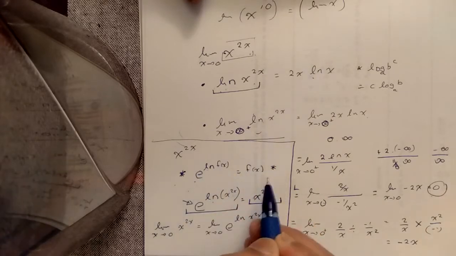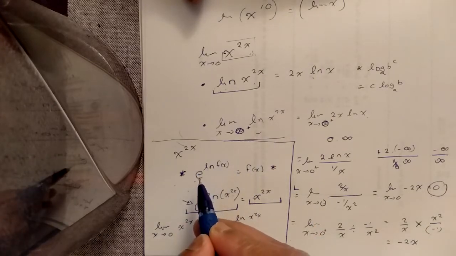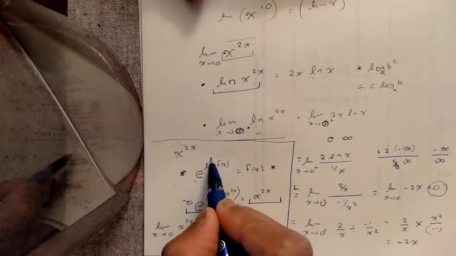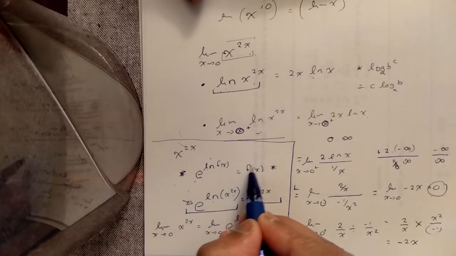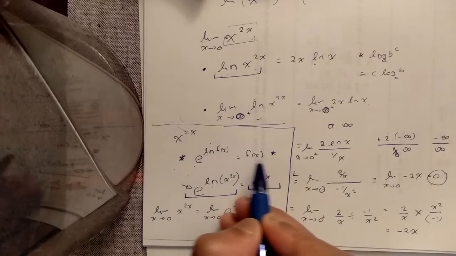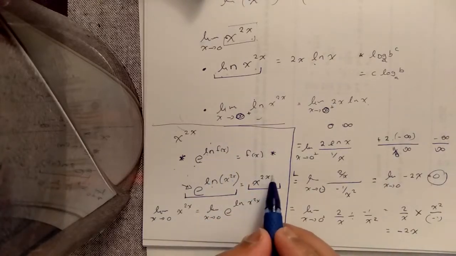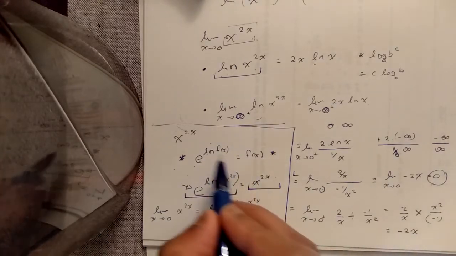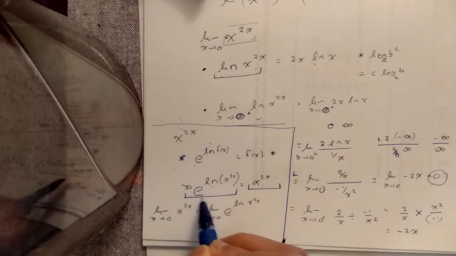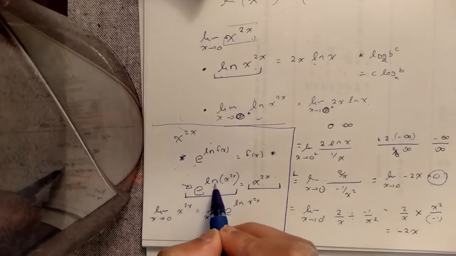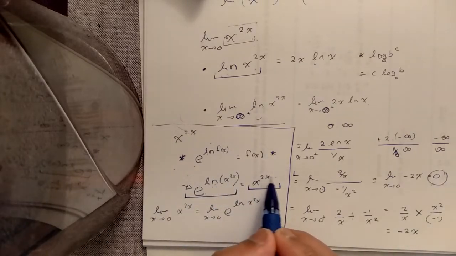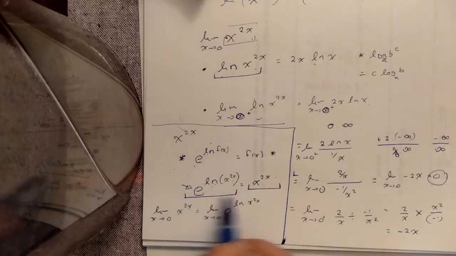This is a standard formula which says when you raise e to the power ln f(x), it gives you f(x) back. So following this standard rule, if we need to get x to the power 2x, which is the original problem, we can rewrite it as e raised to ln, and instead of f(x) we write x to the power 2x. So this is the same as this one.